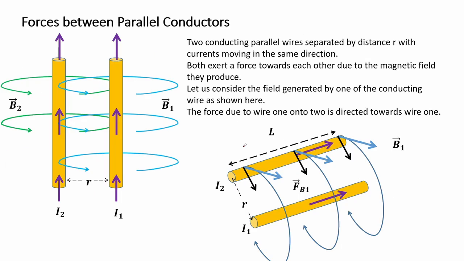Two conducting parallel wires with currents moving in the same direction both exert a force towards each other due to the magnetic field they produce. Let us consider the field generated by one of the conducting wires as shown here. The force due to wire 1 is directed towards wire 1. The direction is determined using the right-hand rule for magnetic force direction.